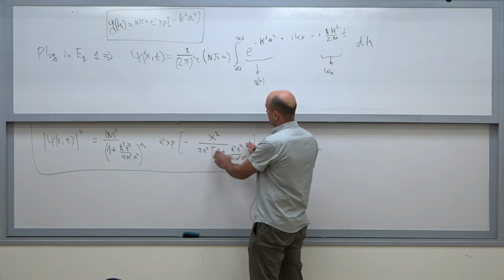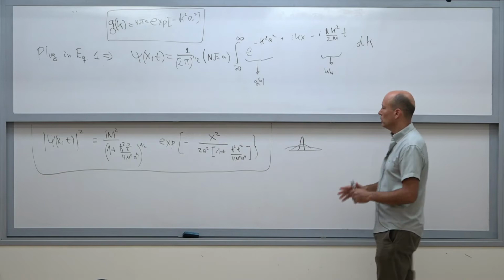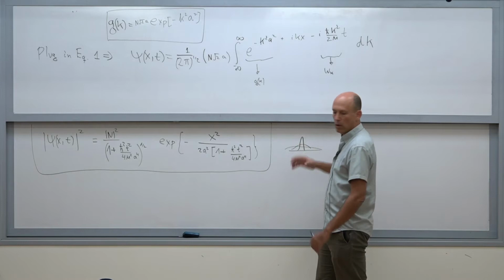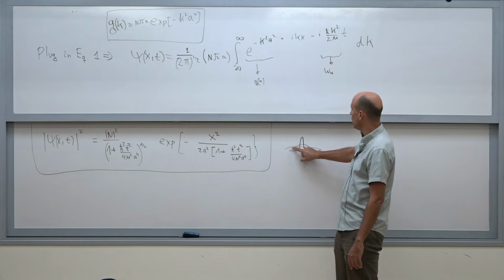But this a is now increasing, becoming bigger and bigger and bigger. And as time goes, it becomes bigger and bigger. And as it becomes bigger, it means that you become fatter and fatter. Now, from conservation of probability, if you widen, you also have to go down, because the area underneath these curves is always unity.